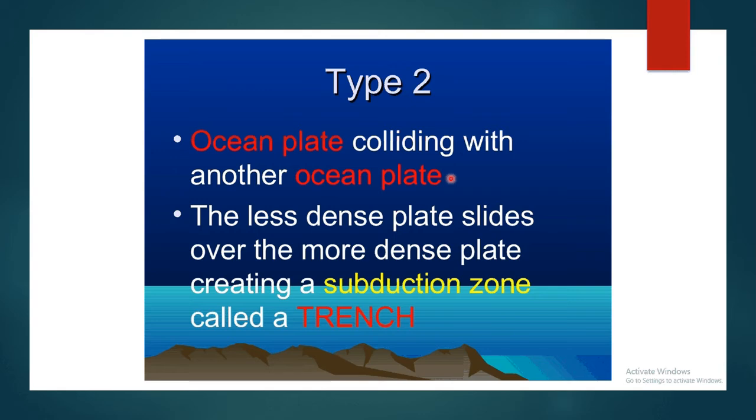Remember, these are both oceanic plates, so they have very similar densities, but one will be less dense than the other according to how old or young the oceanic plate is. This has to do with the temperatures involved of the plate itself. So this creates a subduction zone called a trench, and the most famous is the Mariana Trench.